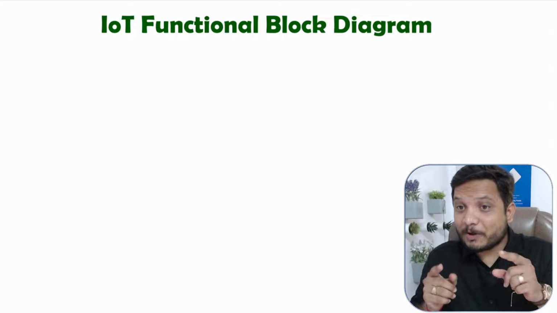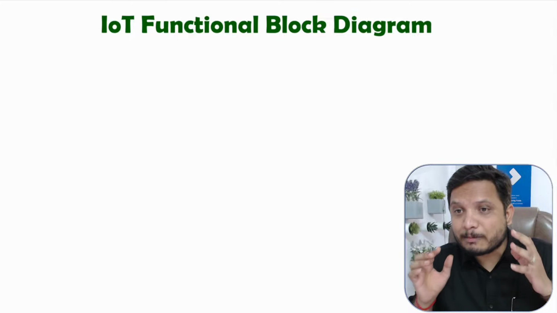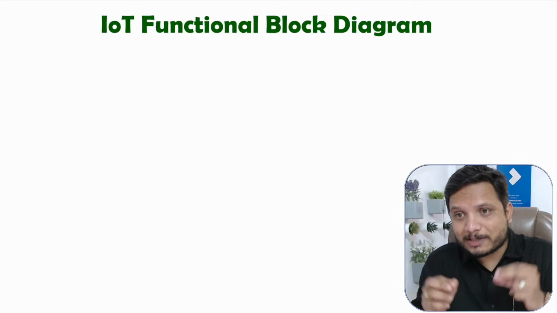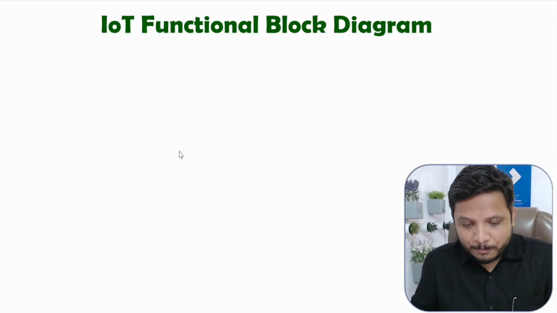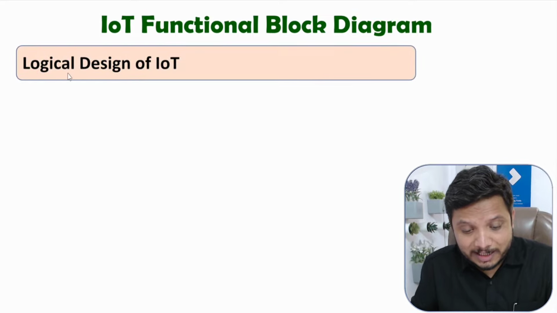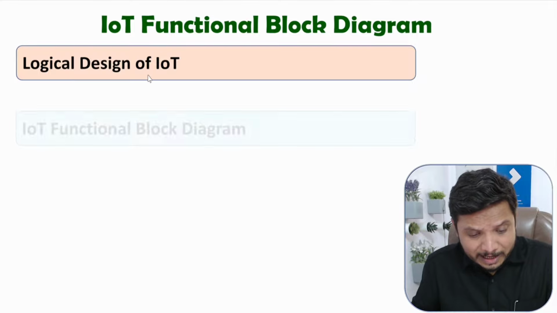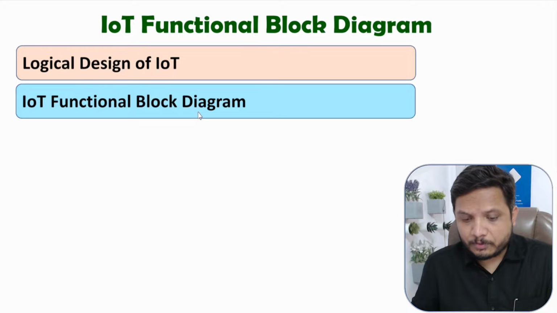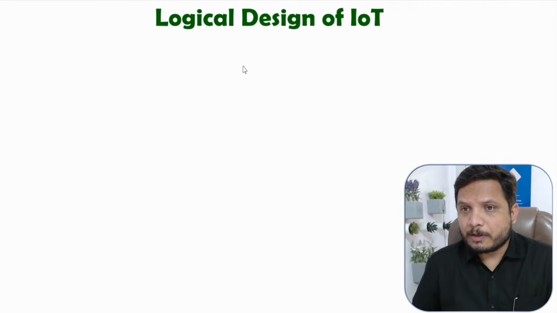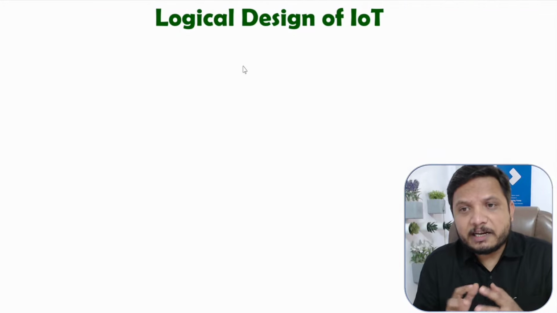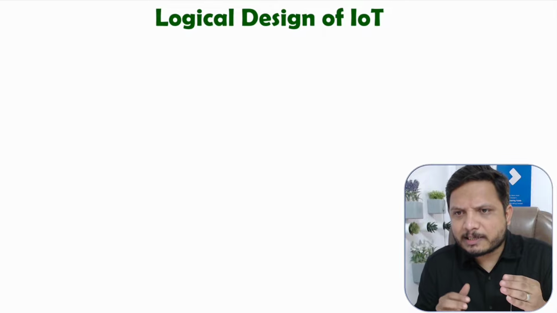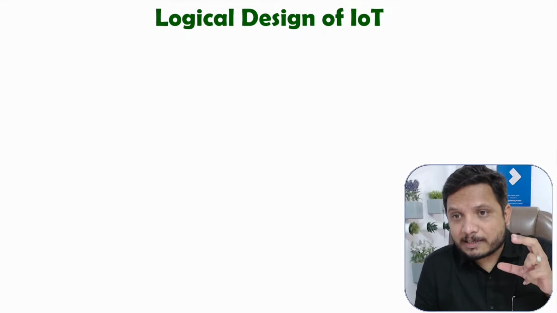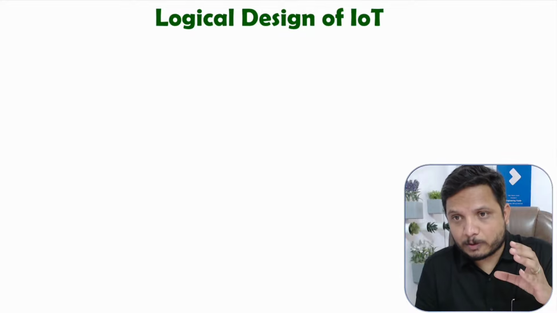In this video, I'll be going to explain you IoT Functional Block Diagram. Before I start with session, let me show you outlines of this video first. So in this video, first I'll discuss about logical design of IoT, and after that I'll explain you IoT Functional Block Diagram. See, in my last video, I have explained you physical design of IoT. In physical design, I have explained physical aspects like things and devices and IoT protocols.